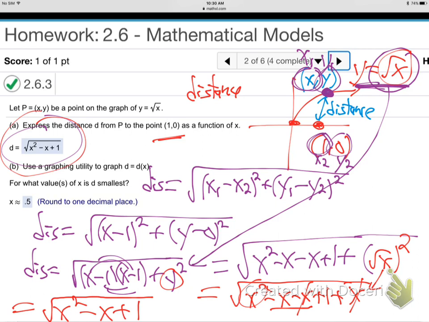Good? There, plug it in your calculator, put in for y1 that distance function, and hit the graph button. See what you can see. Put that in. Graph it and find the minimum. All right, that good? So you get the y value there.